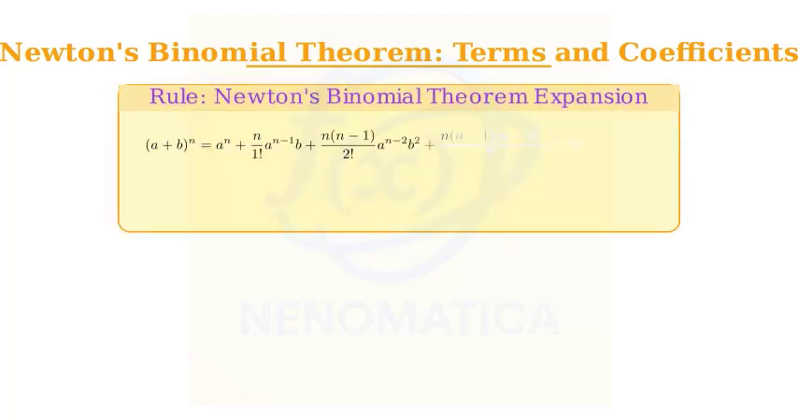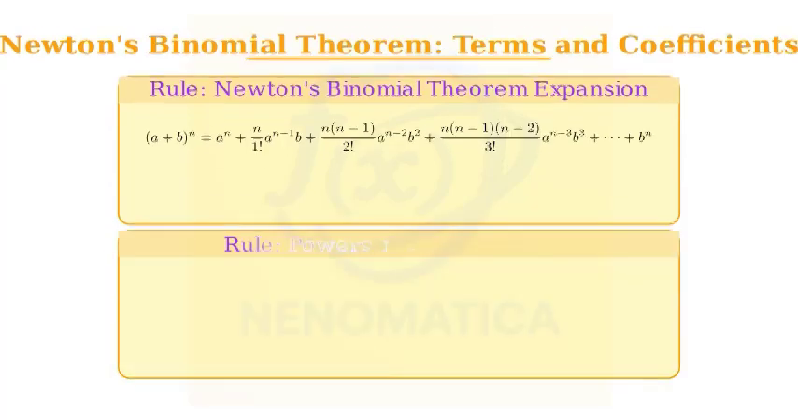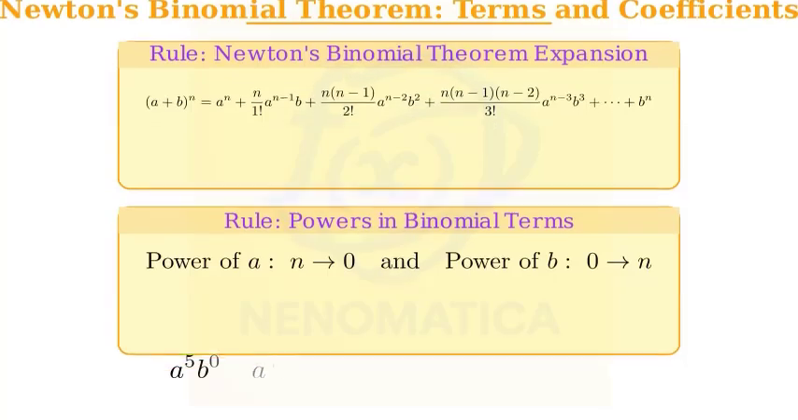First, the core rule of Newton's binomial theorem. The expansion of (a + b)^n equals a^n + n over 1 factorial times a^(n-1) times b + n times (n-1) over 2 factorial times a^(n-2) times b squared, and so on, ending with b^n. Step 1. Powers of a and b in each term.